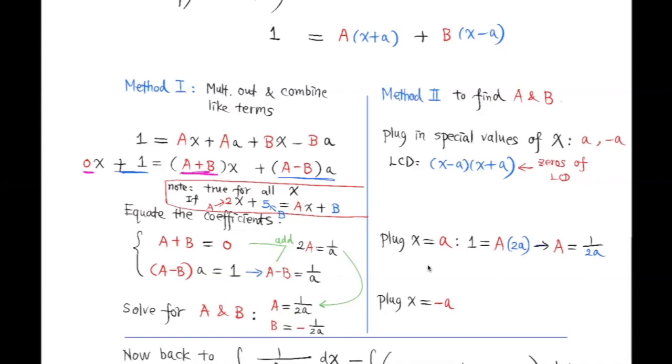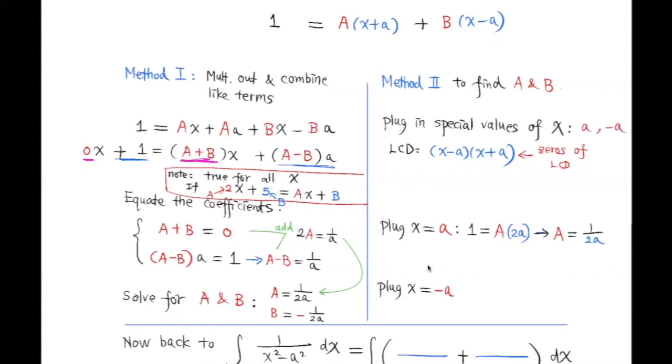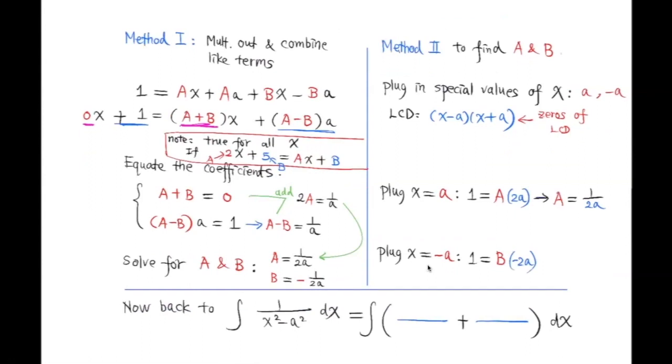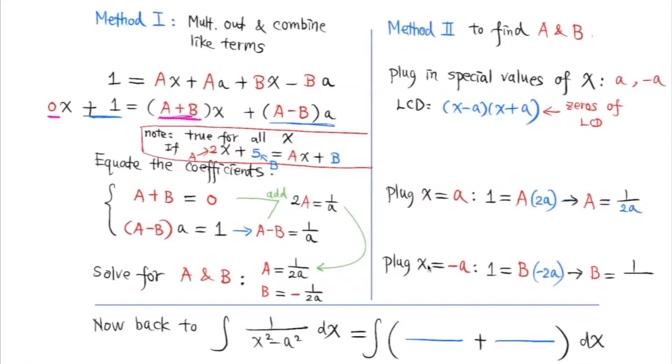Now go ahead and plug in x equal to negative a right here. If I plug in x equal to negative a, then this part here will be equal to 0, and only this part here is alive. So what do I get? 1 equal to, the second part over here will be b times negative 2a. So solve for b. b will be equal to 1 over negative 2a. Let's put the negative sign in front, so negative 1 over 2a. It's the same result, right?